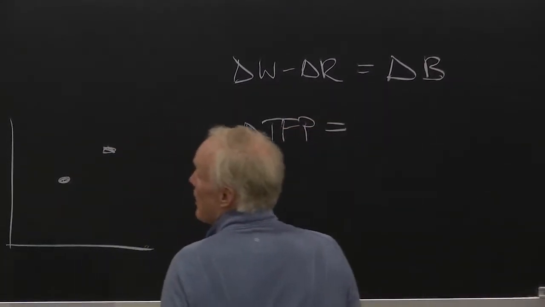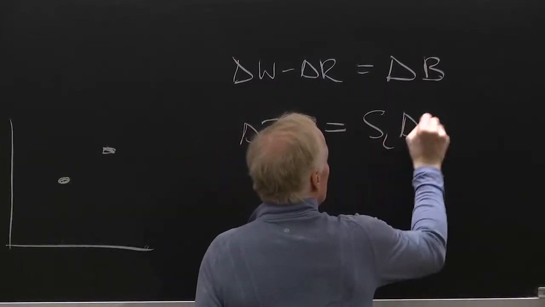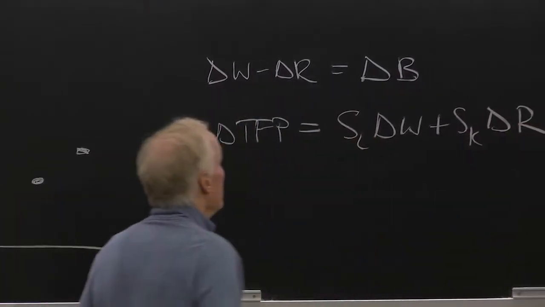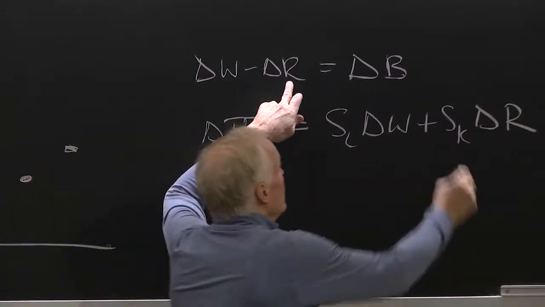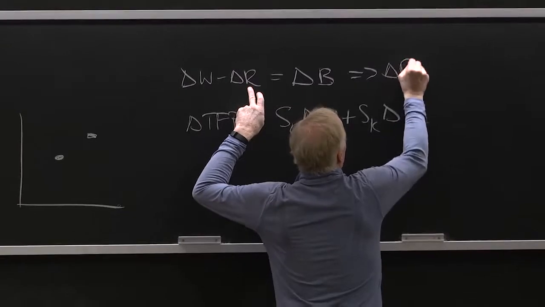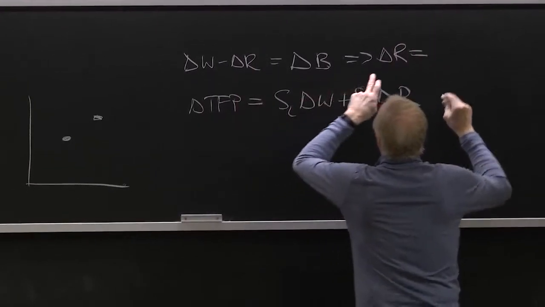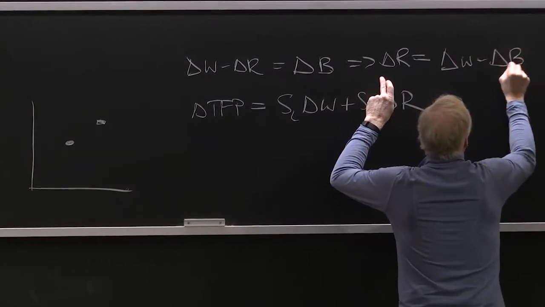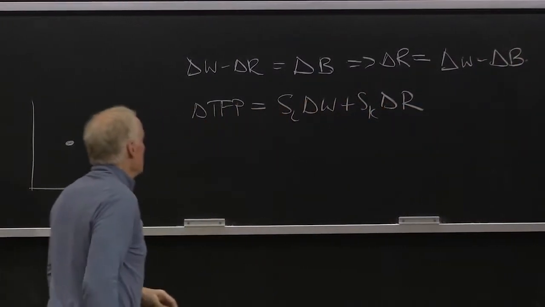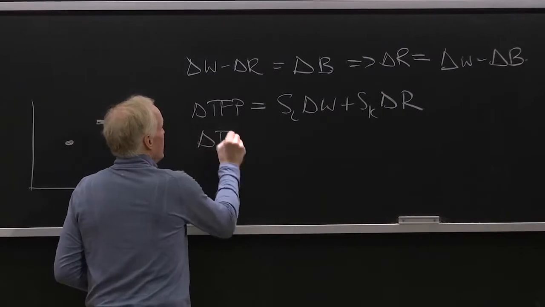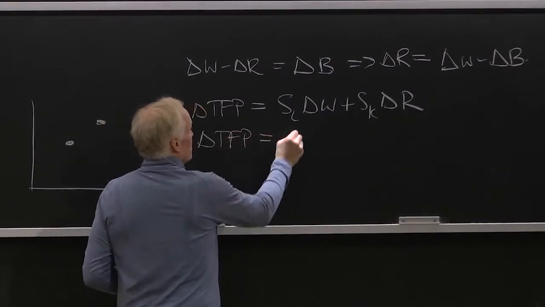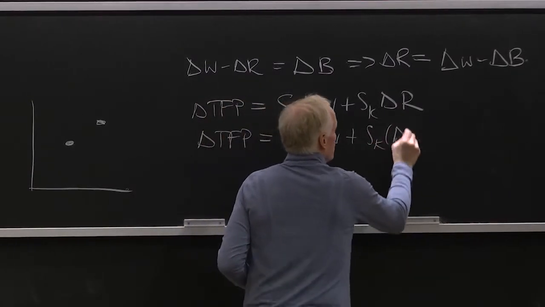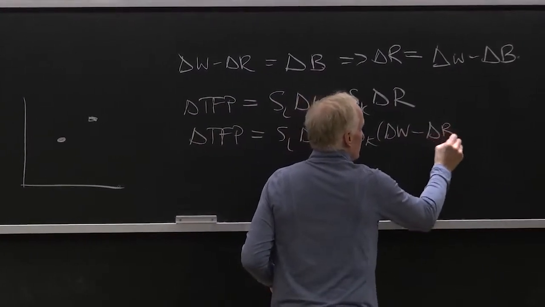equals SL delta W plus SK delta R. Well, this would imply delta R equals delta W minus delta V. Okay? So then delta TFP would be equal to SL delta W plus SK (delta W minus delta V).